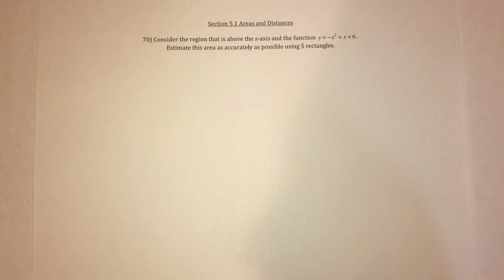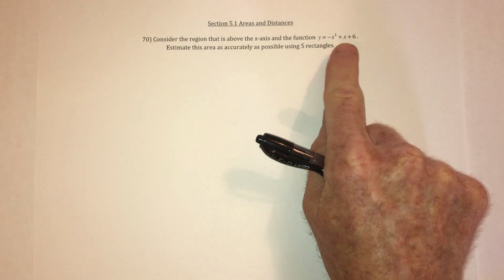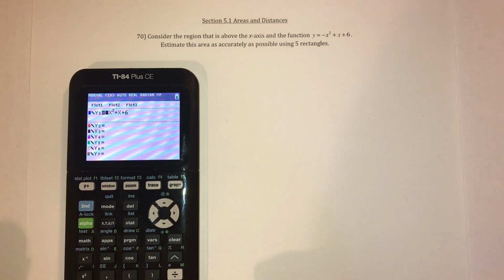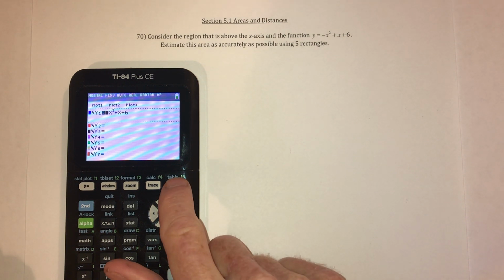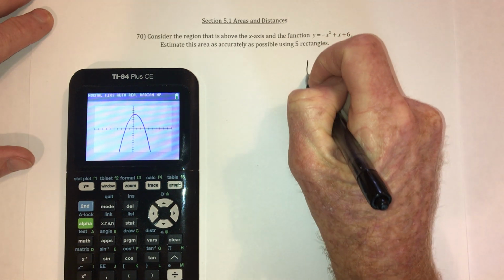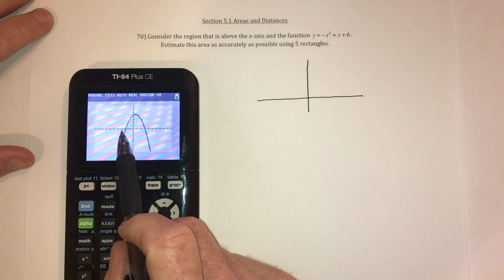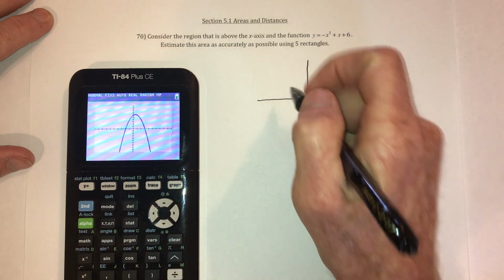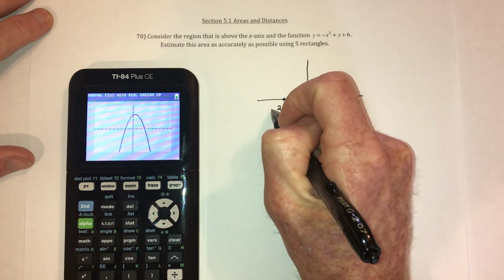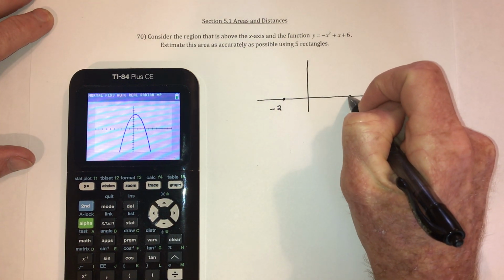And now for finding area. This is a parabola, an upside down parabola, and I'm going to go ahead and graph it. If you look at the graph, there's the upside down parabola, and it's crossing the x-axis over here at -2, and over here at +3.